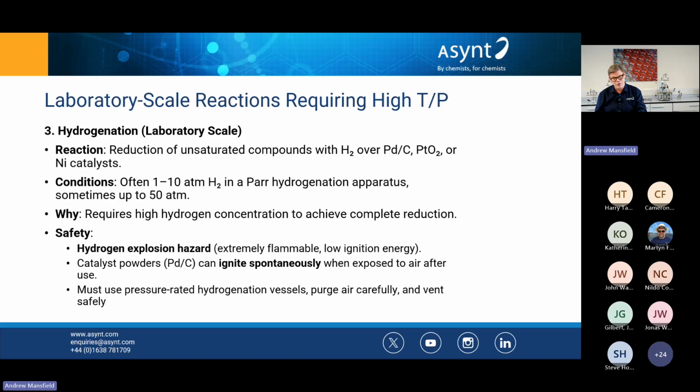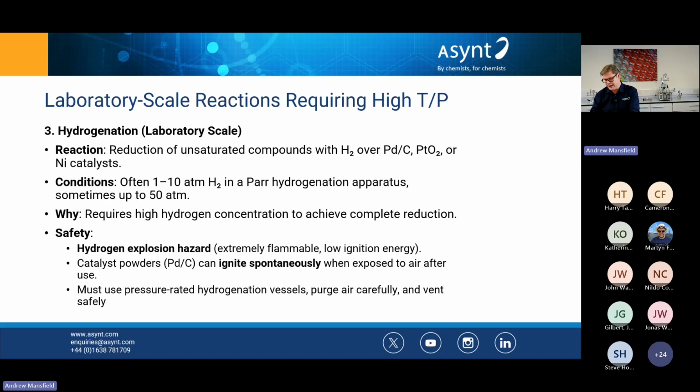Now, using hydrogen has a specific safety aspect in its own right. It's extremely flammable. And often the catalysts we use are also pyrophoric. So we need to incorporate that risk assessment as well as managing the reaction vessel that we're going to carry out our reaction in. Again, all of these vessels need to be purged carefully. We need to think about how we expel our reactive gas as well.